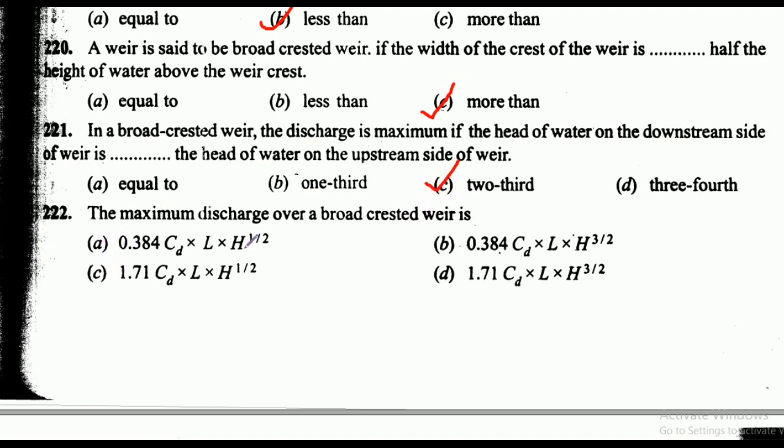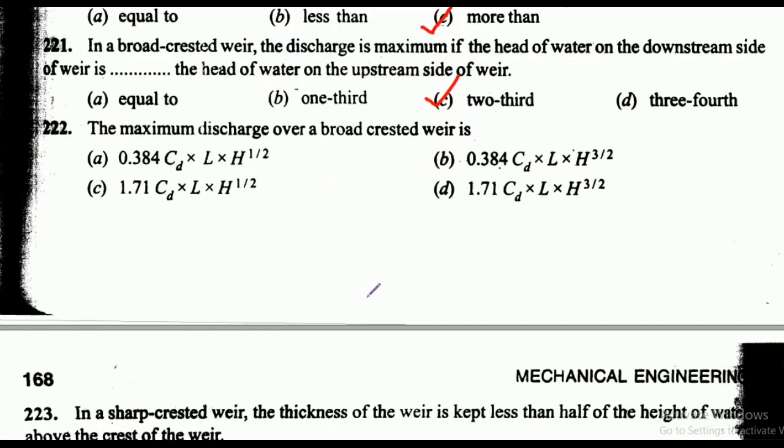Next is the maximum discharge over a broad crested weir. Here, friends, these are the options, and here the correct answer is option D, that is 1.71 CD into L into H raised to 3/2.